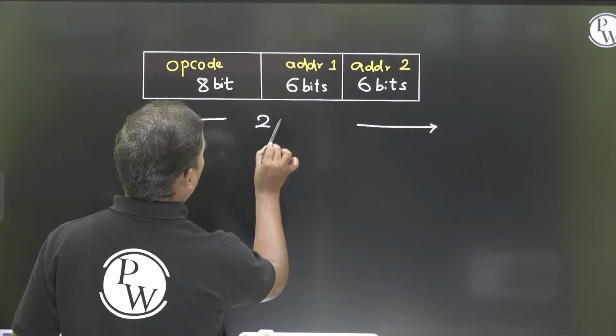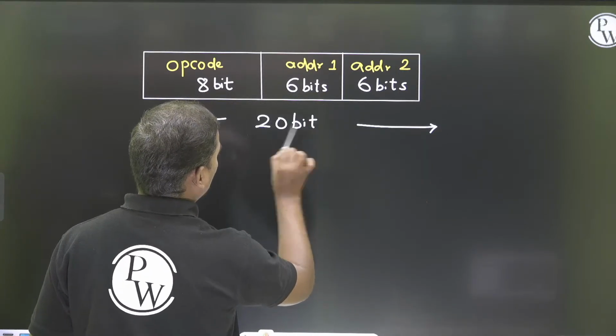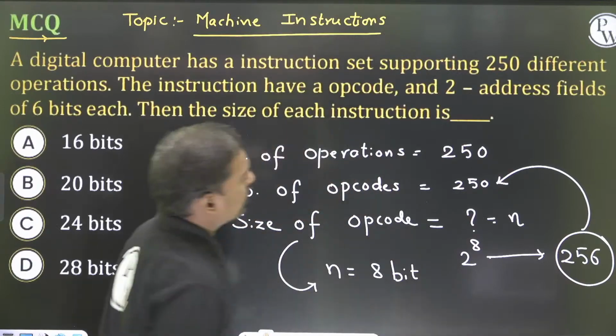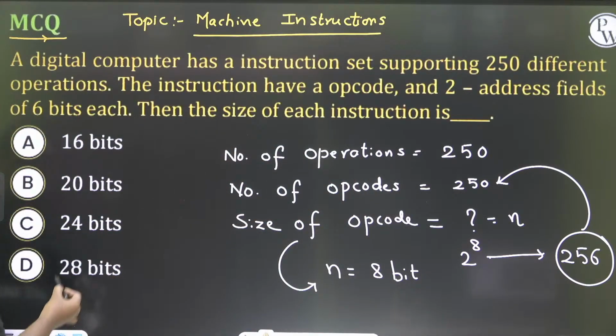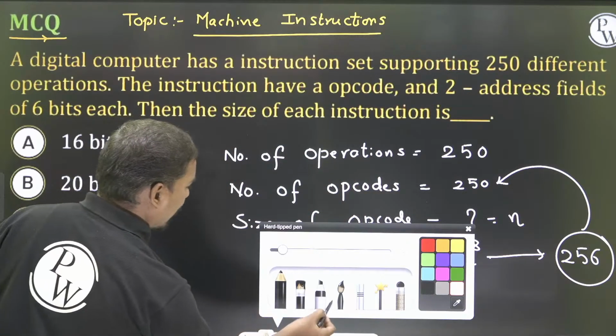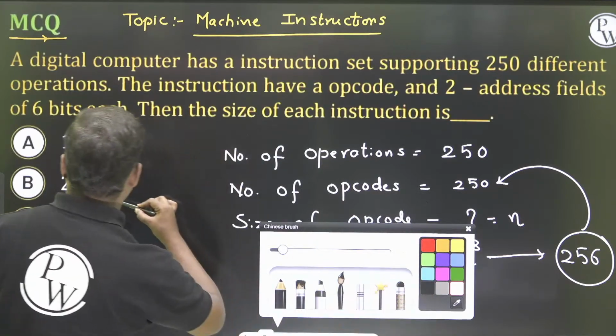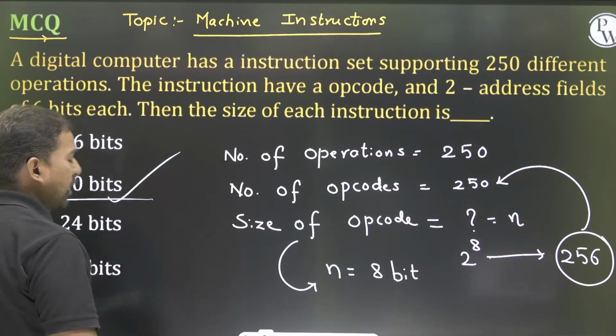So total together 20 bits. Yes or not? So what is the size of the instruction? That is the question. Then the size of each instruction is 20 bits. So the right answer for this question is 20 bits. Option B is the right answer.